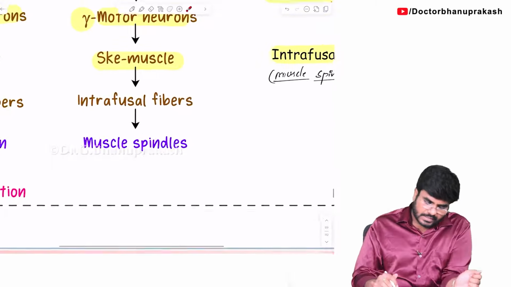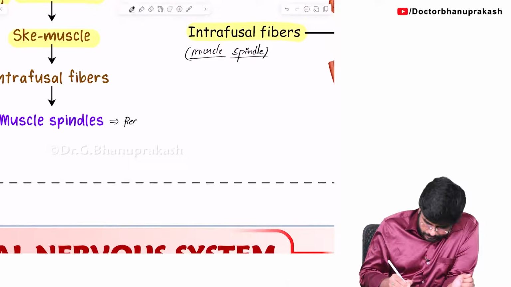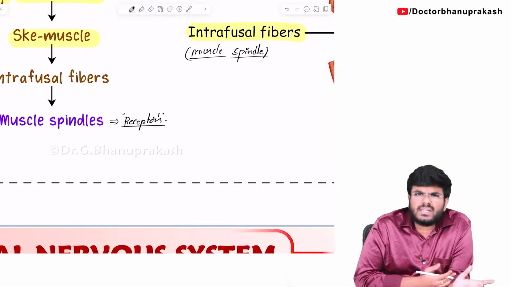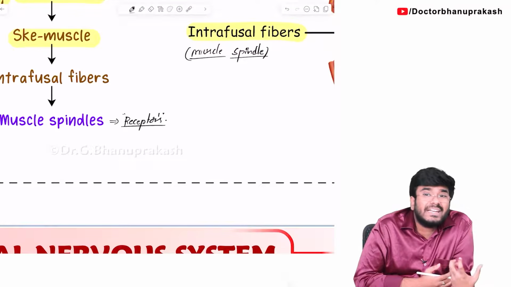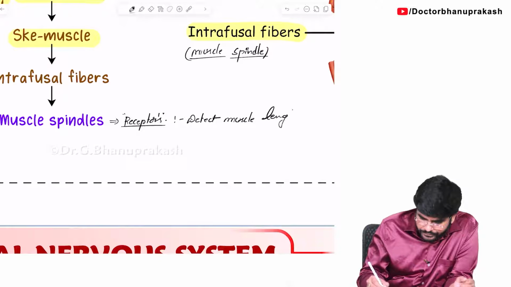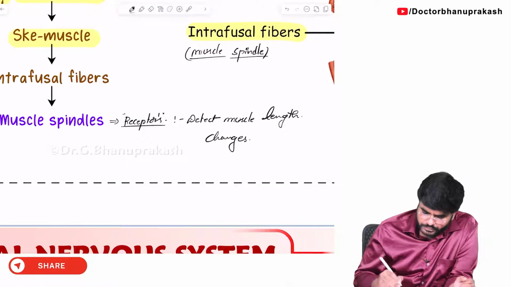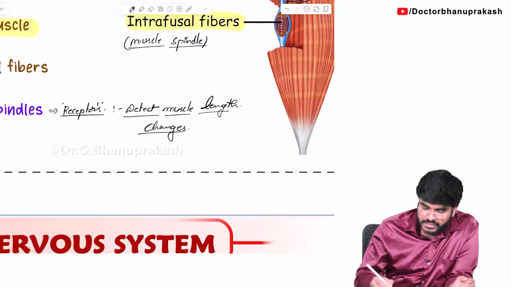Let me tell you. These muscle spindles are receptors. Receptor means they should detect something. Are they touch receptors, baroreceptors, chemoreceptors? What do they detect? They detect muscle length changes. So they are going to detect the muscle length changes, how the muscle length is changing.